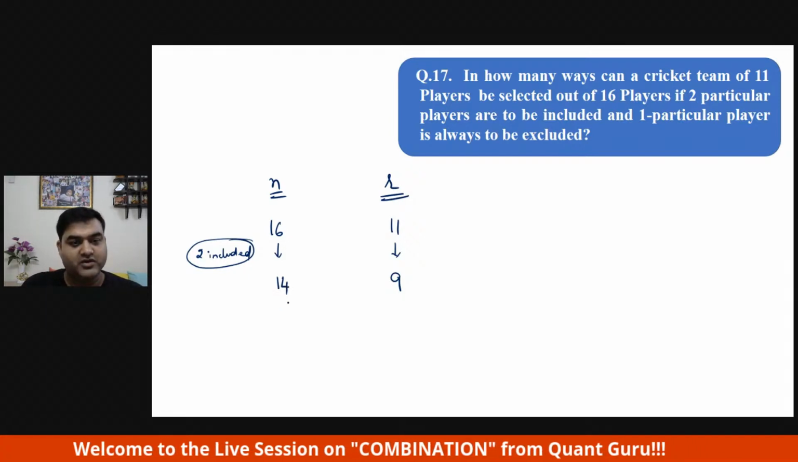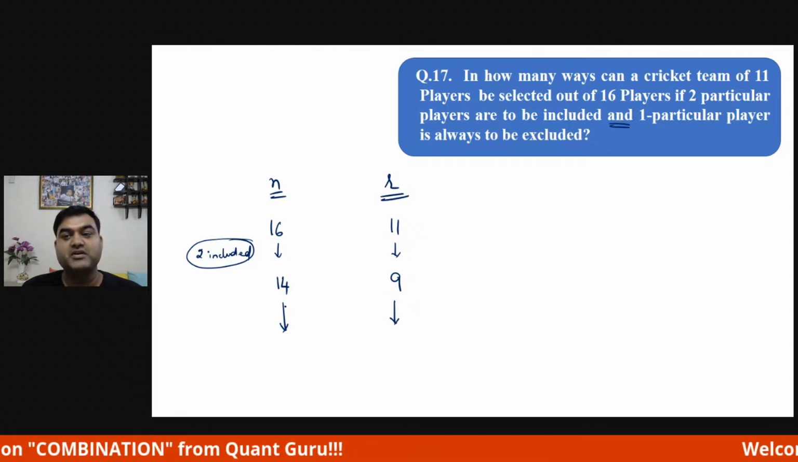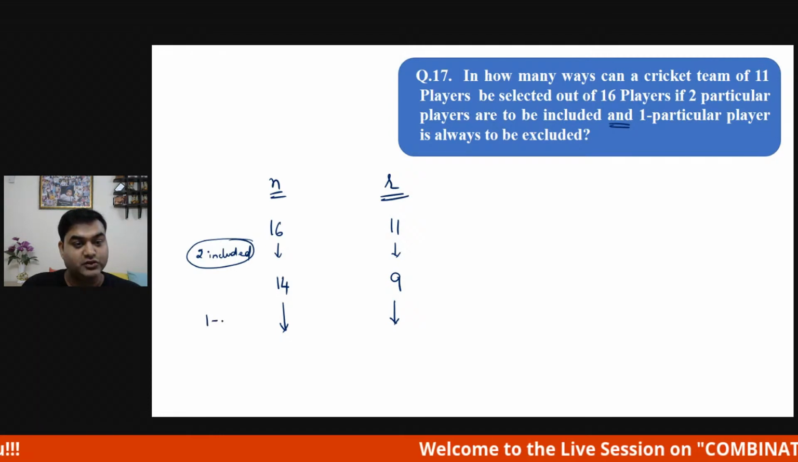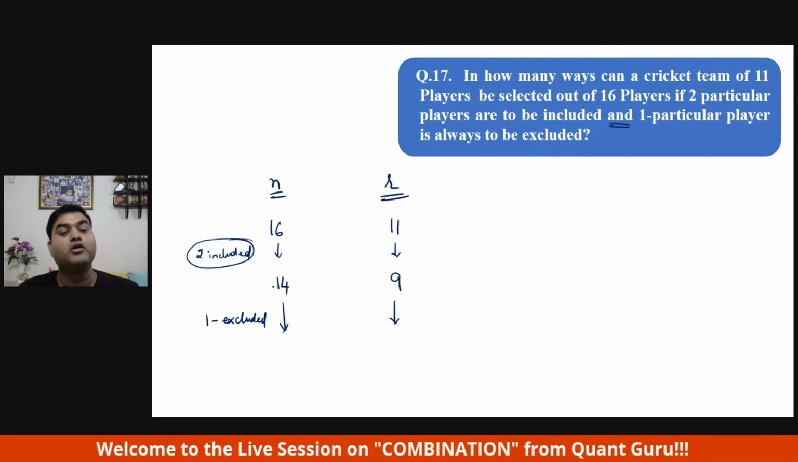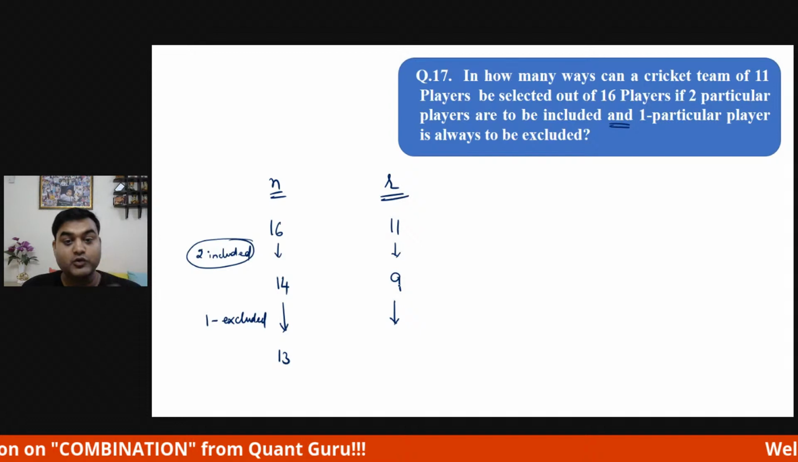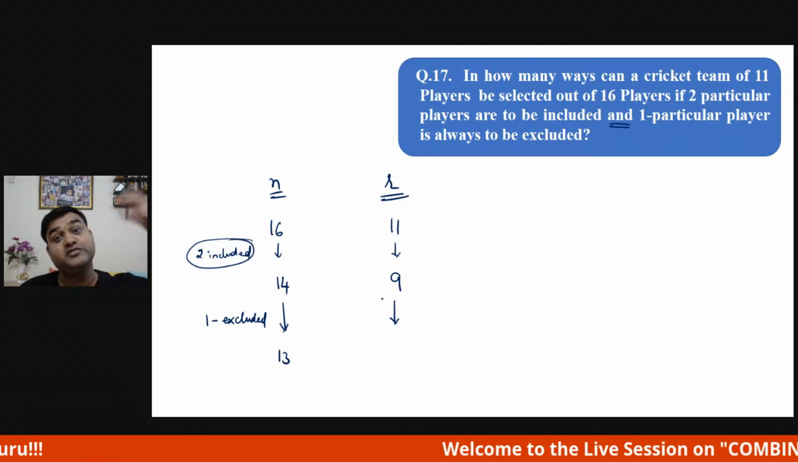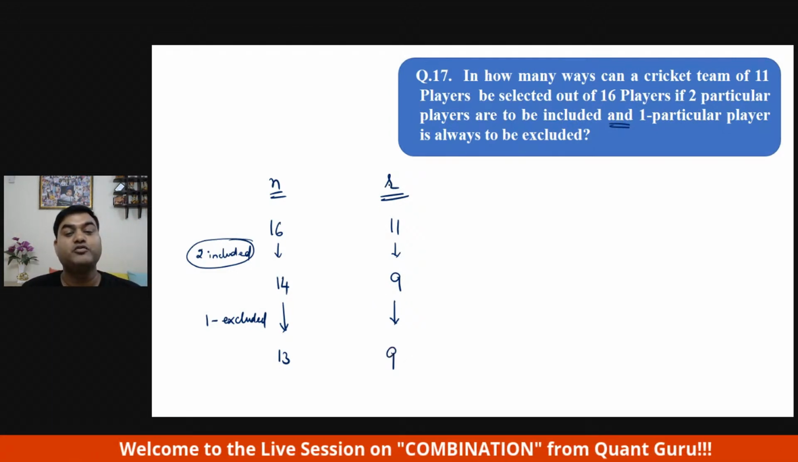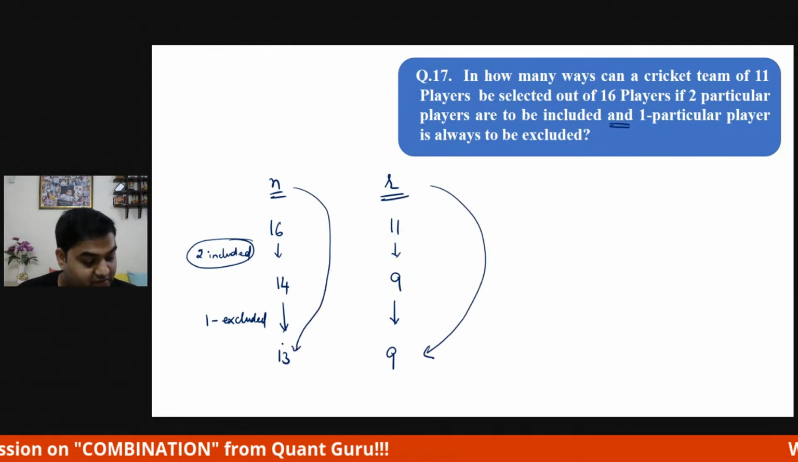Now another condition is 'and'. They are telling 'and', right? And one particular player is to be excluded. In exclusion, out of 14, one player need not be taken. So this will become 13, right? So the options are 13, but we still need 9 in the team because only 2 are included. One is excluded out of the lot, but in the team, a total of 9 are required. So our r value will be 9 and our n value will be 13. That will be the answer.